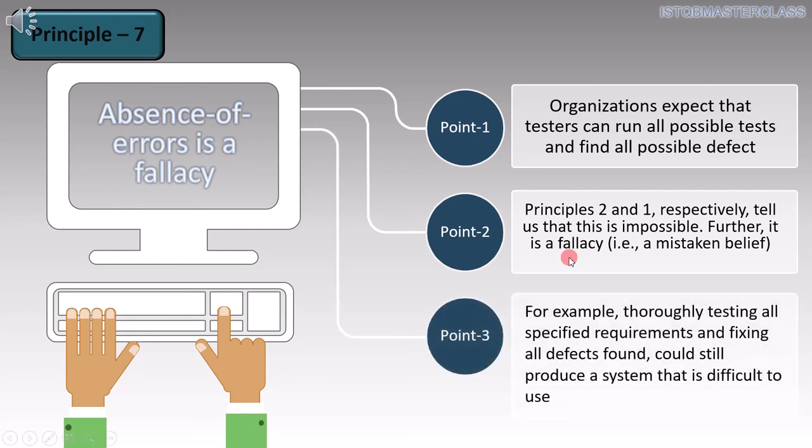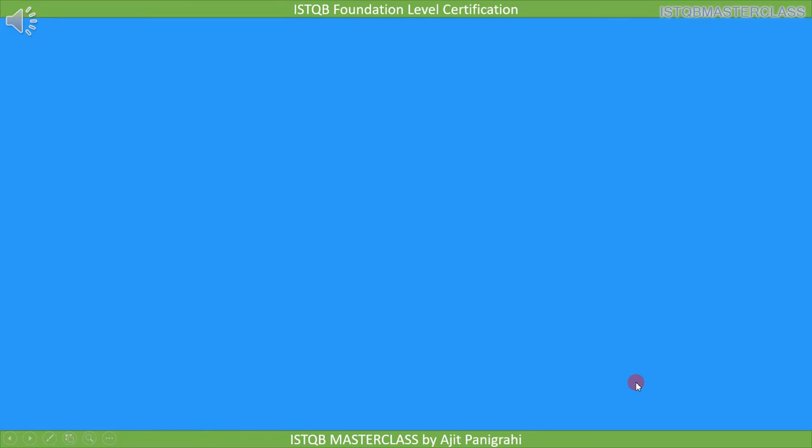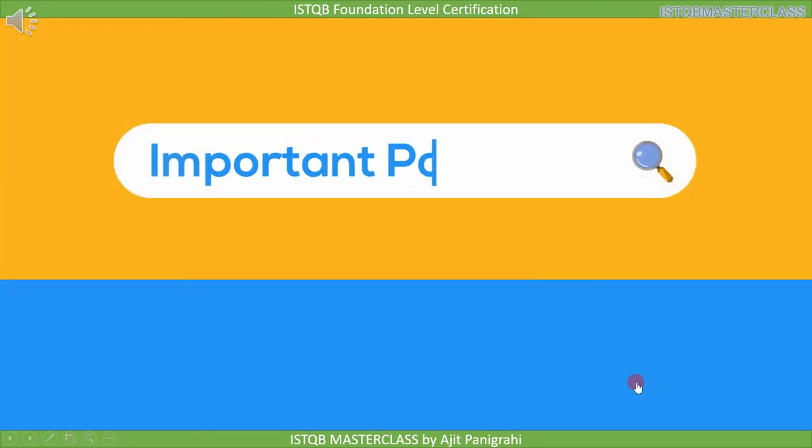So this is an incorrect belief that a tester can find all the mistakes that exist in a software. Our final point here is, thoroughly testing all specified requirements and fixing all defects found could still produce a system that is difficult to use. Even if we do everything, there can still be environmental conditions, unfound defects, or other factors that can cause the product to fail. It's not in your hands. This is why we cannot say that there are no errors left in a software. If someone claims that, then it is a mistaken belief. Before we end this video, let's have a look into the important points.